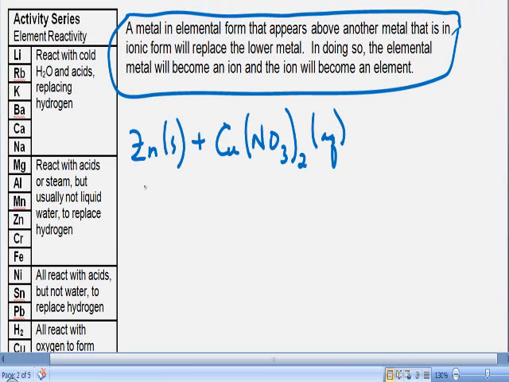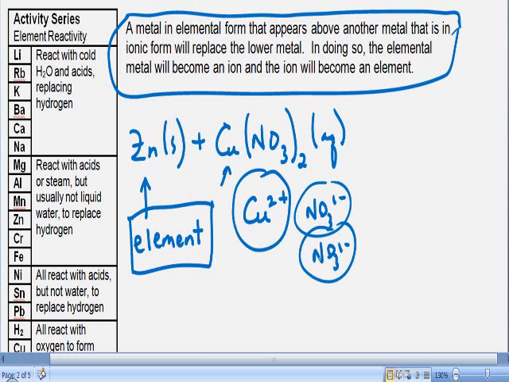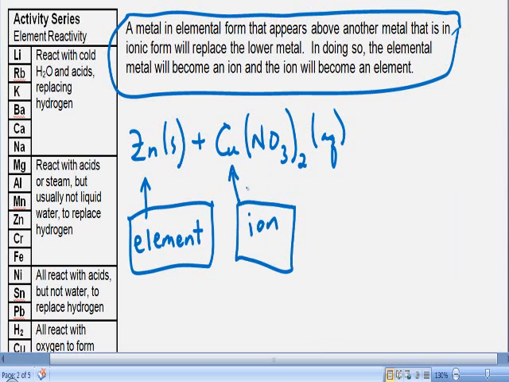Here's our example reaction. We have zinc reacting with copper 2 nitrate. The zinc is in its elemental form. This is an element. Copper 2 nitrate, this compound, is made up of copper 2 plus ions and a couple nitrate ions. So in our compound, the copper 2 plus is an ion. Now what will happen in a single replacement reaction is the element and ion will trade places, only if the element is higher up in the activity series than the ion.